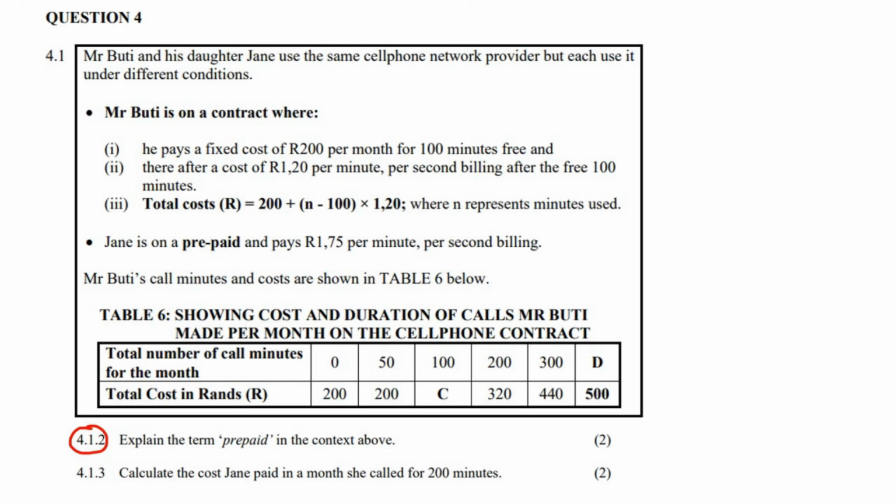Okay, so this question: explain the term prepaid. Look at the word carefully. Prepaid. So you pay before you use the airtime. You go to the shop or you go to your banking app and you buy the airtime first, and then you can use it. So you can say here, you pay for your airtime before you use it.